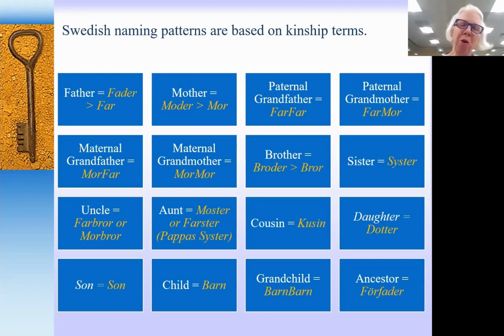A brother would be broder, but it most likely will be bror. It gets reduced. But the word for sister just says sister, at least when it's by itself. Uncle is a farbror or a morbror. An aunt, depending on if it's the mother's sister or the father's sister, will be moster or farster. And Google Translate said papa's sister. The word for cousin is cousin, the word for daughter is dotter, and the word for son is son. The word for child is barn, like the Scottish word bairn. And then a grandchild is a barnbarn. And the ancestor is a förfader.